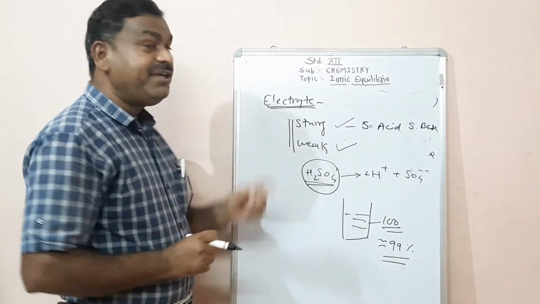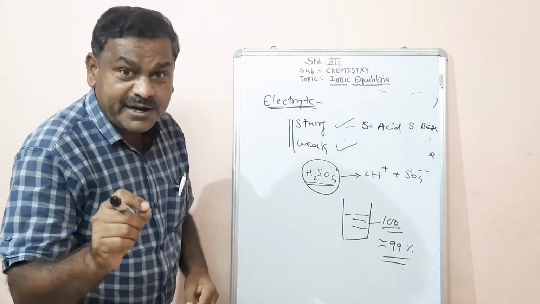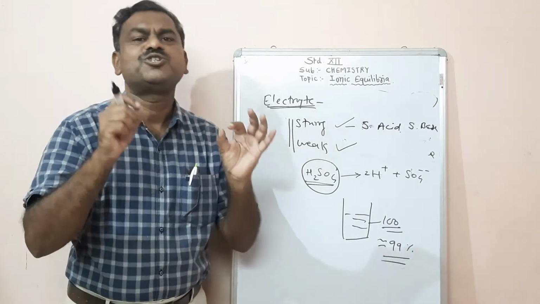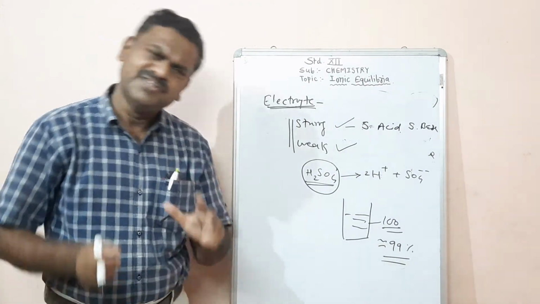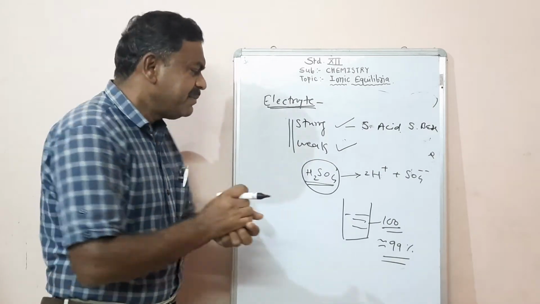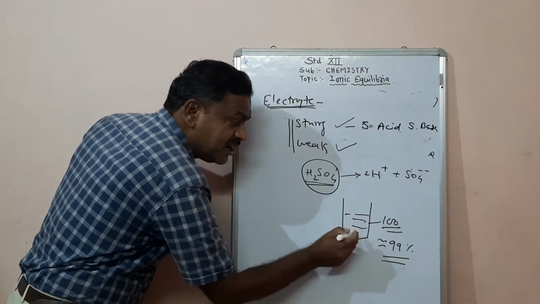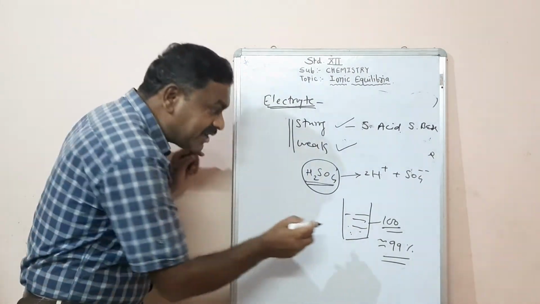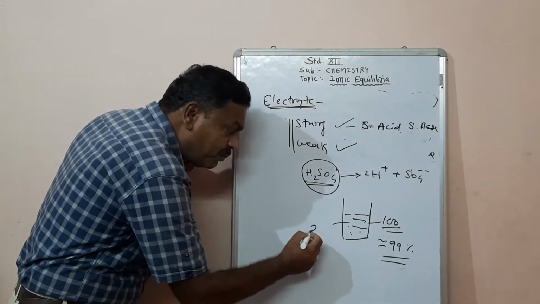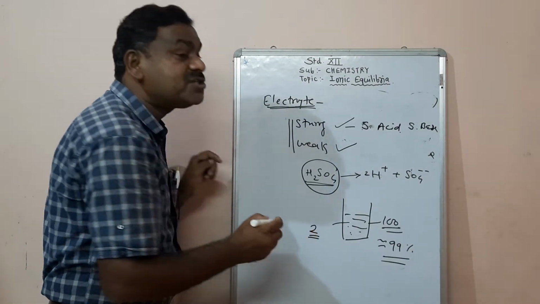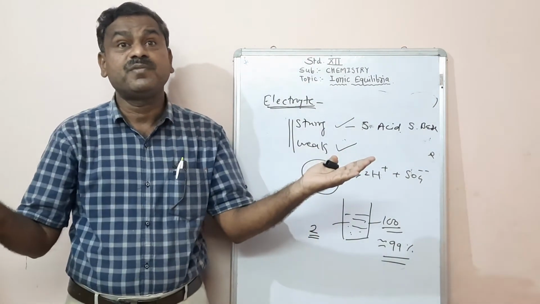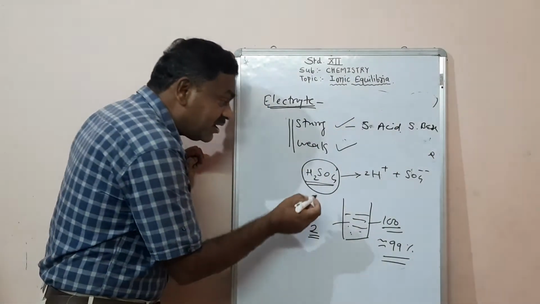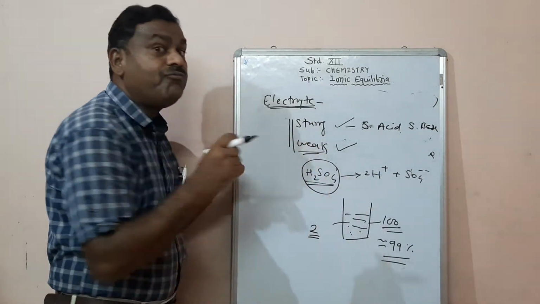Secondly, the weak electrolyte. A weak electrolyte is a substance which dissociates to a small extent. Small means how much? Out of these 100 molecules, if you add the substance to water, only 2%, or 2 molecules, are dissociated, that is, separated out of the 100. Therefore, it is called a weak electrolyte.